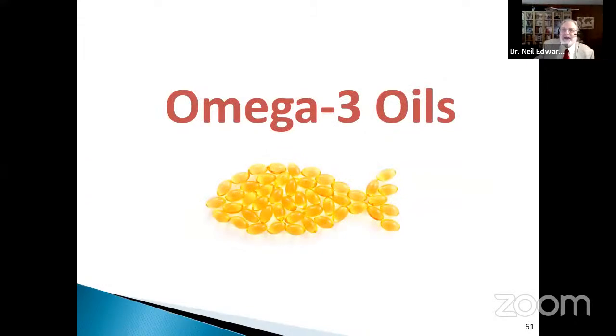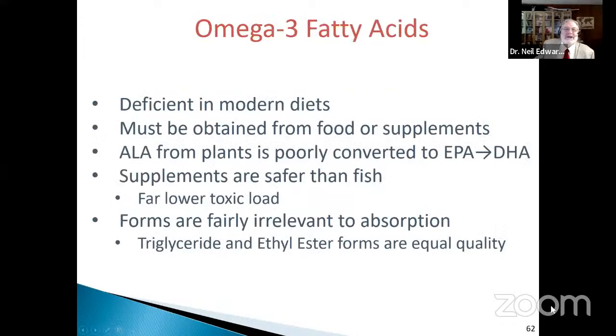Now, omega-3 fatty acids are another important nutrient. They're deficient in modern diets. You have to get them from food or supplements. The plant sources are poorly converted. Only about 5 to 15% is converted from ALA to EPA, and that's a magnesium-dependent enzyme. So you could see how that would be a factor that would affect diabetics as well.